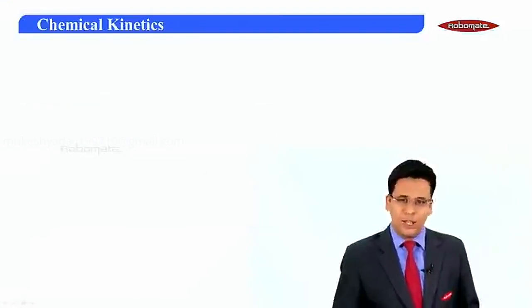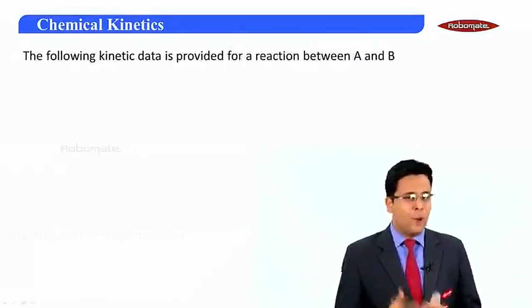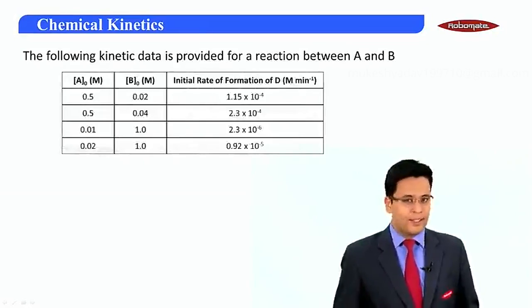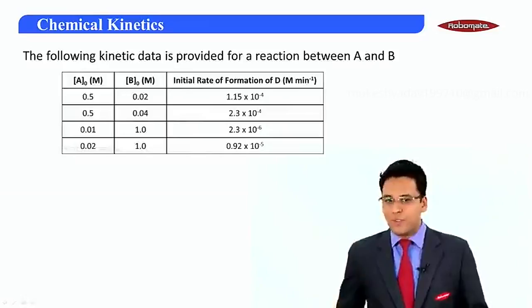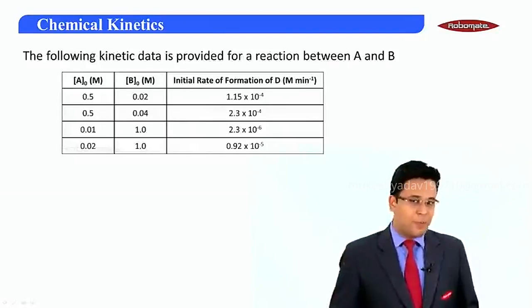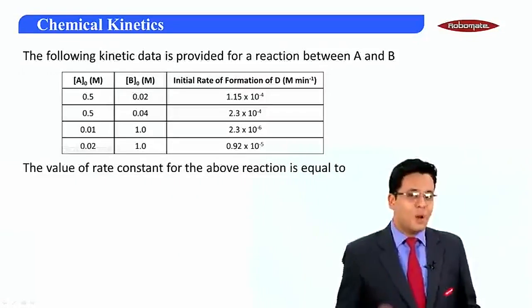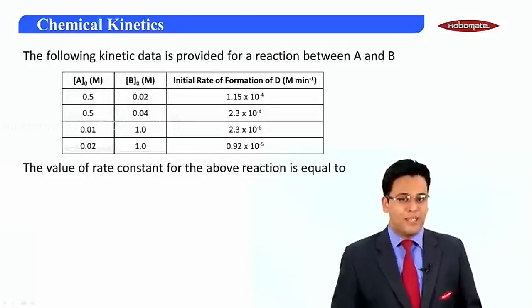Let's take a look at the question. The following kinetic data is provided for a reaction between A and B. This is the data that's given to us: the initial concentration of A, the initial concentration of B, and the initial rate of formation of D. The value of the rate constant for the above reaction is equal to, which means we have to find the value of K.